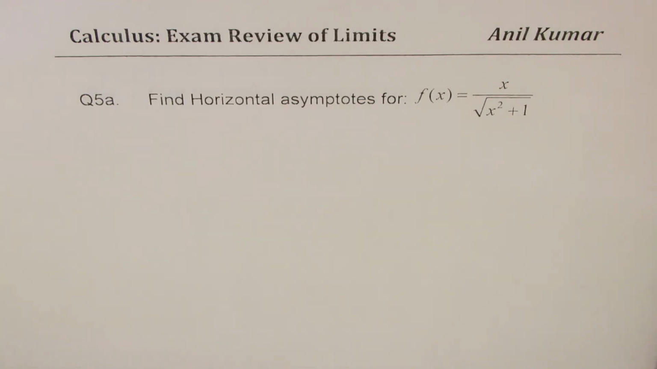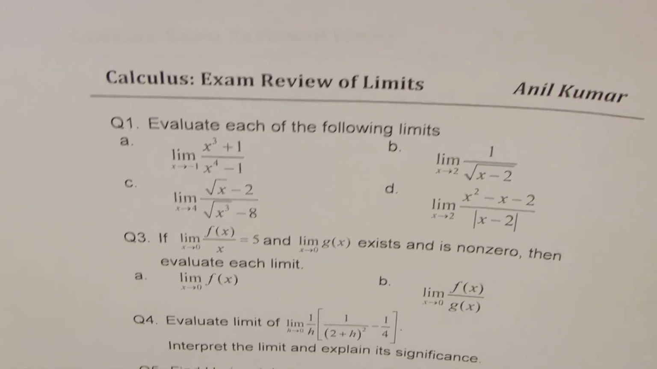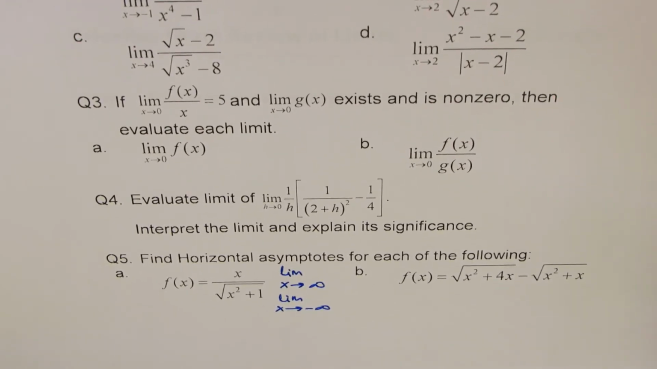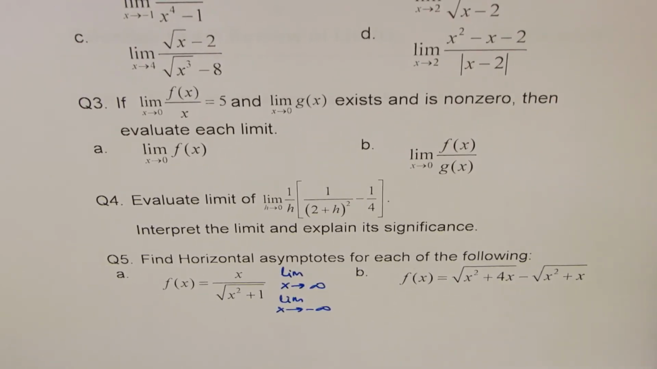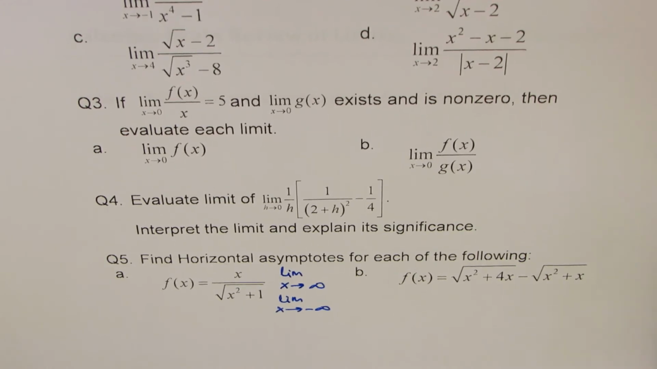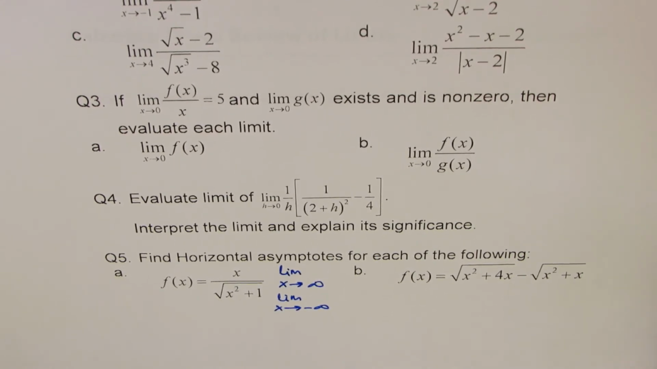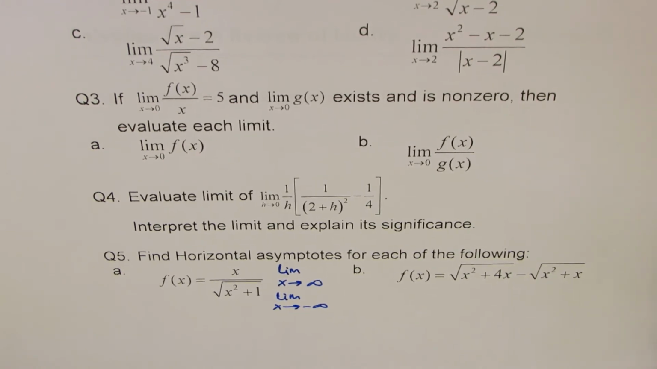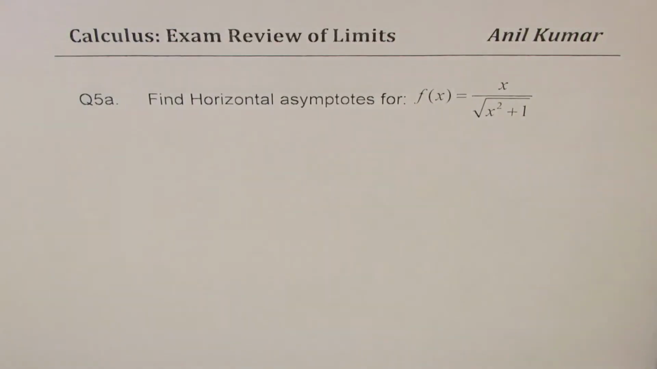I'm Anil Kumar, and we are almost at the end of our exam review on limits. We started with question number 1. These were the questions. And now we are going to work out question number 5. We did question number 2 and 6 in between. I'd like you to actually pause the video, copy these questions, find the horizontal asymptote for both, and then check with my solution. Let's begin. Question number 5.